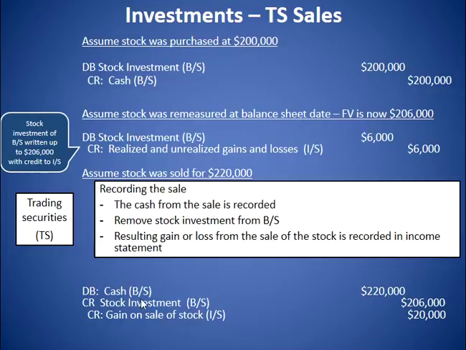Now, in this case, we're going to debit our cash for $220,000. But remember, our stock investment is actually now not $200,000, but is $206,000. So we're going to credit our stock investment for $206,000, and then the remaining amount will be the gain on the sale of stock during this particular period. So that would be, in basically a simplified version, how we would record the critical events in a trading stock.